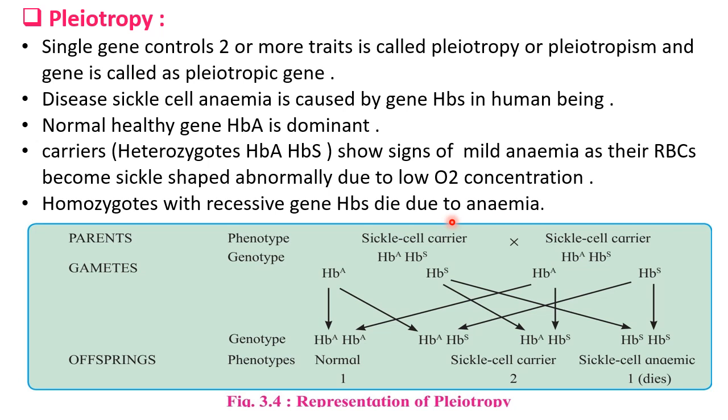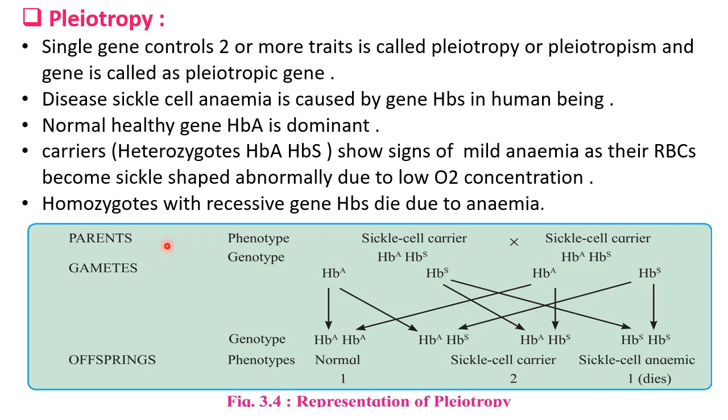So thus the gene for sickle cell anemia is lethal, or it is also called dangerous, in homozygous condition, that is HBS, and it produces sickle cell trait or sickle cell character in the heterozygous carrier, with two different expressions that are produced by a single gene.